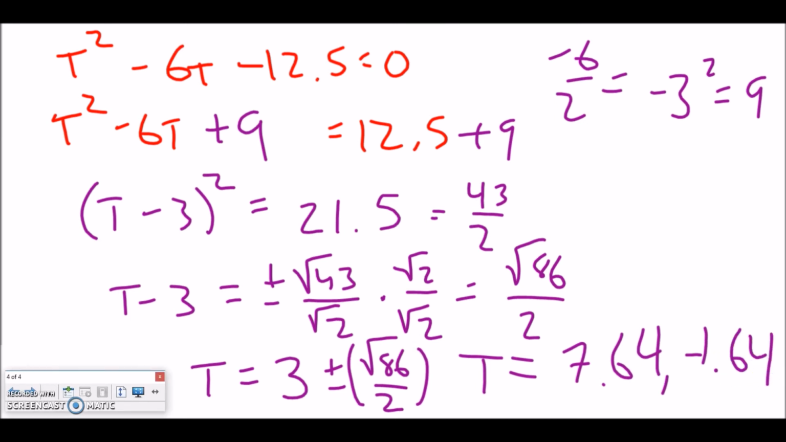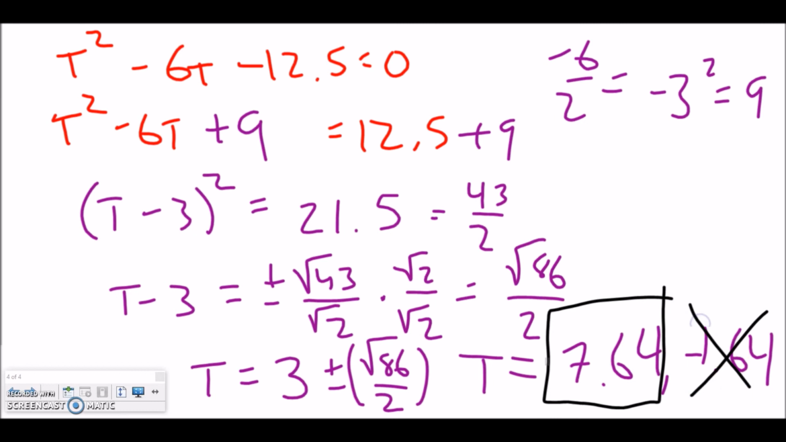Which one of these answers makes sense? Only the positive answer. We can only be in positive time. We cannot be in negative time. So the ball will hit the ground in 7.64 seconds.